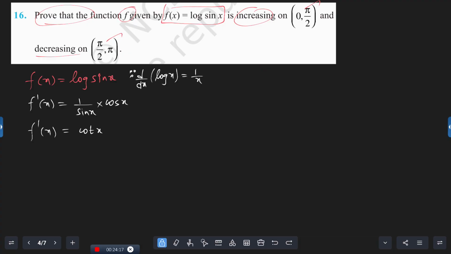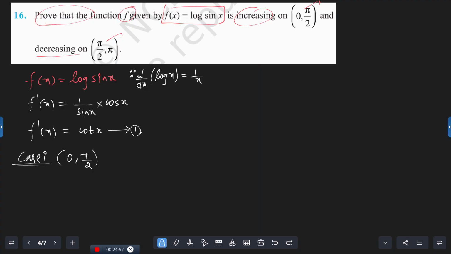Now we have to check. We don't want to put f dash of x equal to 0, because the interval is already given. If it is not given, to find the interval you should make it equal to 0. Here we don't want to put equal to 0; let's check directly in the given interval. Case 1: they asked to check 0 comma pi by 2. 0 to pi by 2 means what quadrant is this?